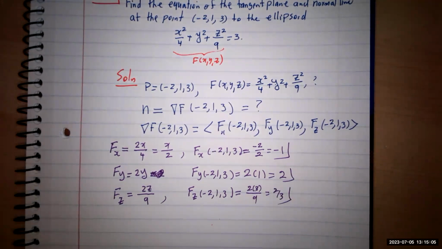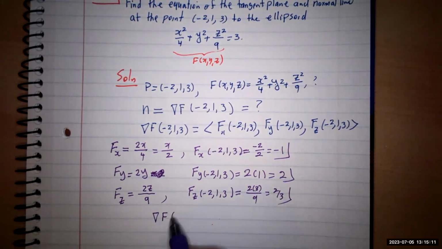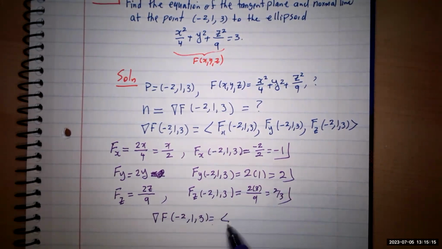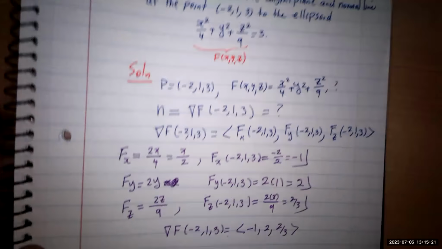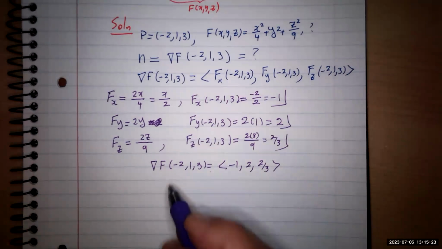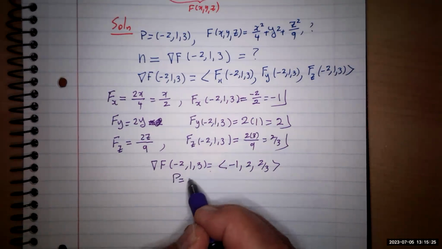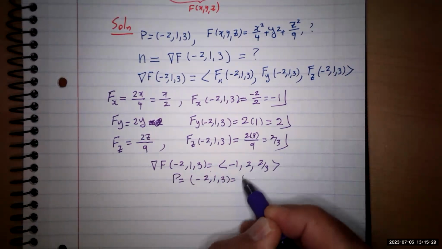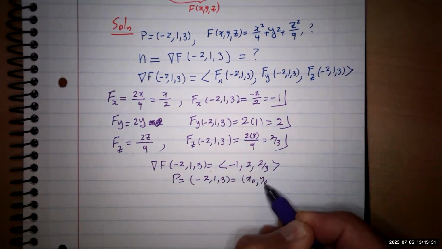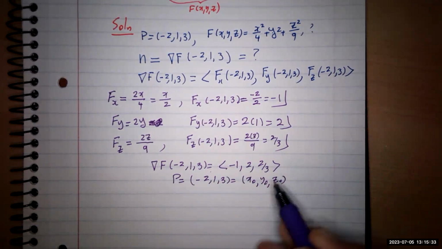So there you are. We have the gradient vector. Okay, so the gradient vector at -2, 1, and 3 is simply negative 1, 2, and 2/3. That's it. So that's going to be a vector, and you already got the point. So what's the point? The point is negative 2, 1, 3. Remember, this is going to be your x0, y0, z0.